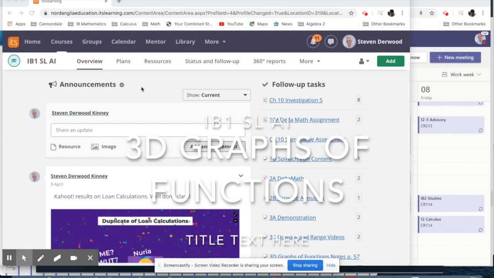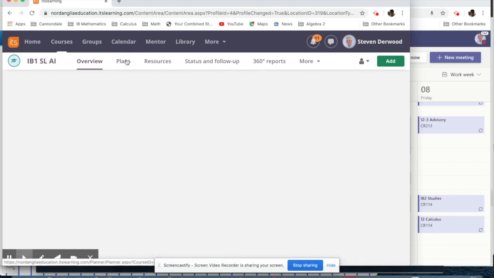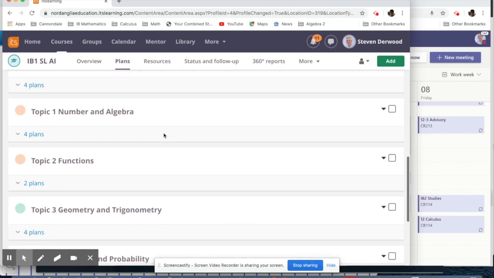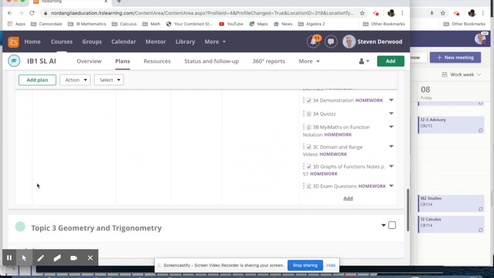Hello, IB math students. Okay, looking at this assignment on its learning under functions and exam type questions on chapter 3, section D.